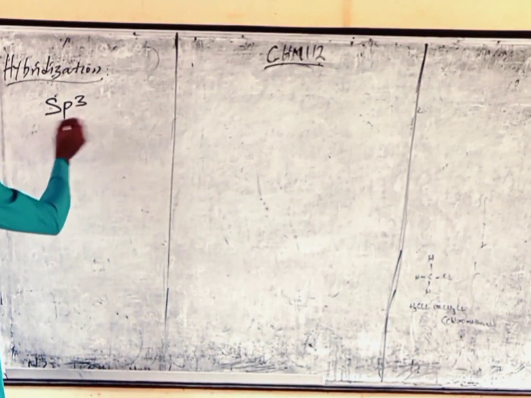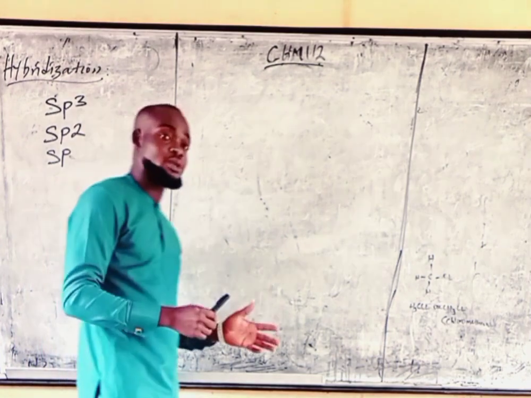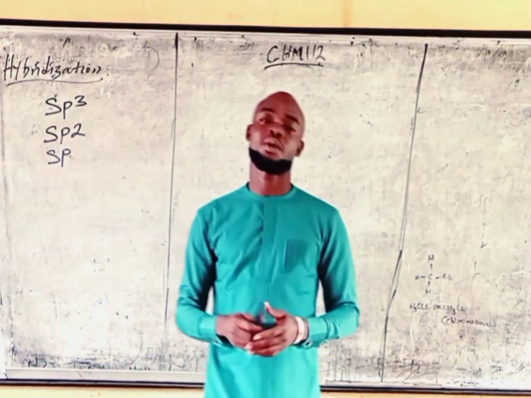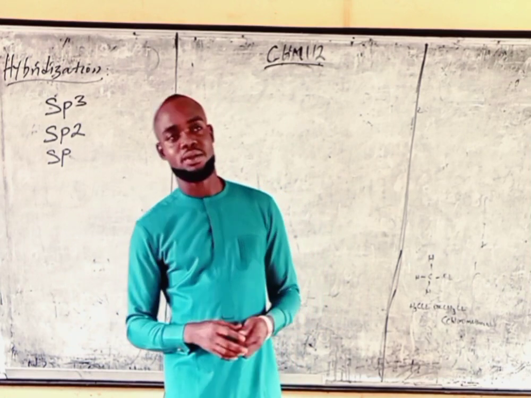The major hybridizations we're going to be looking at in this chapter are sp³ hybridization, sp² hybridization, and sp hybridization. Those are the three hybridizations we're going to be looking at as far as this class is concerned.